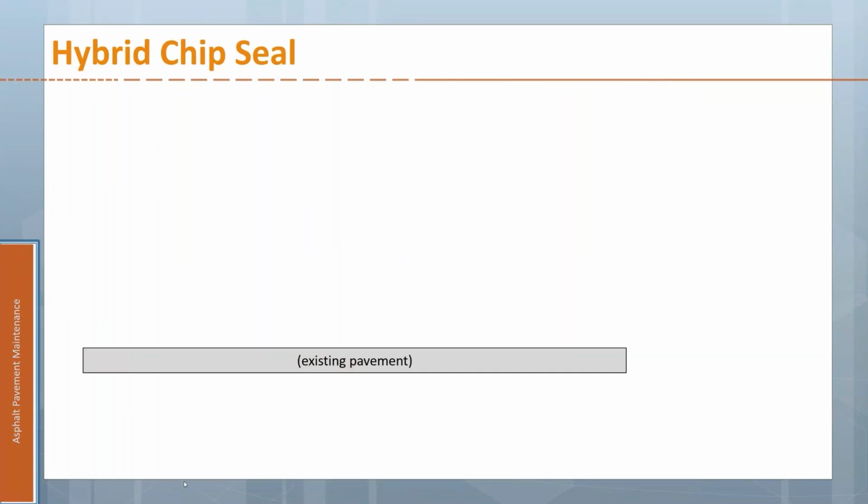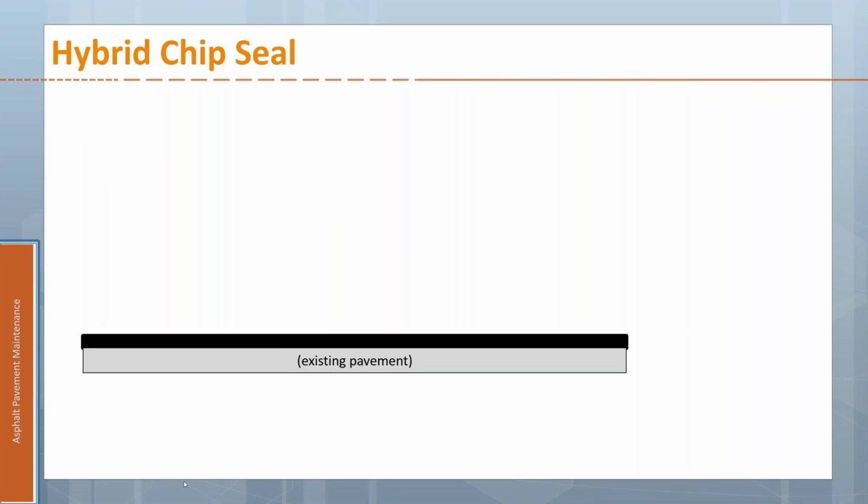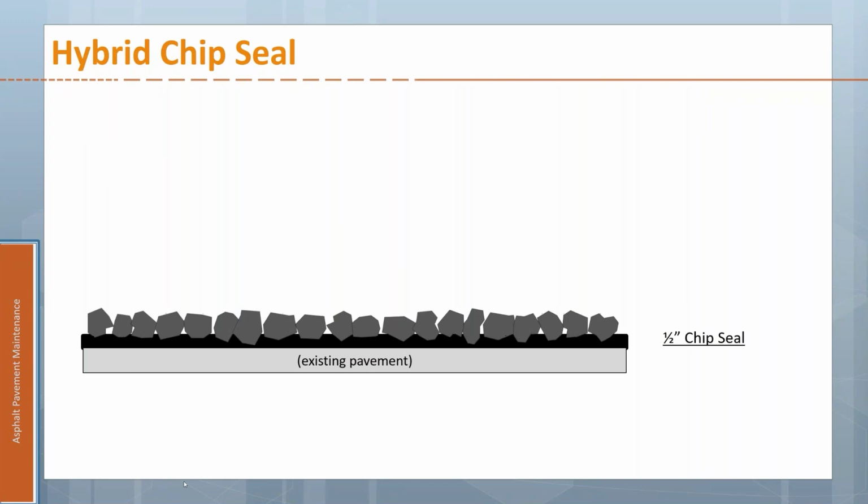Another variation on a chip seal is something that we call around here a hybrid chip seal. And this is where we have some existing pavement. The first project we did this on was an older asphalt pavement, I would say at least 20 years old. It was pretty good in terms of overall structure, but a lot of weathering, some thermal cracking, quite a few cracks there. So we came in and did a regular single chip seal with 1/2 inch rock.